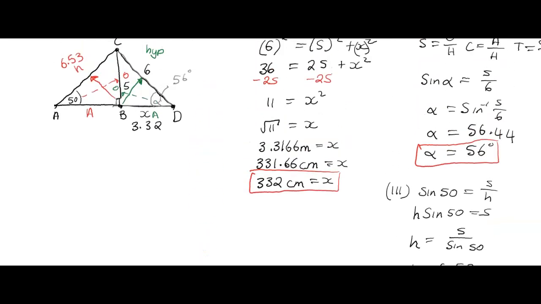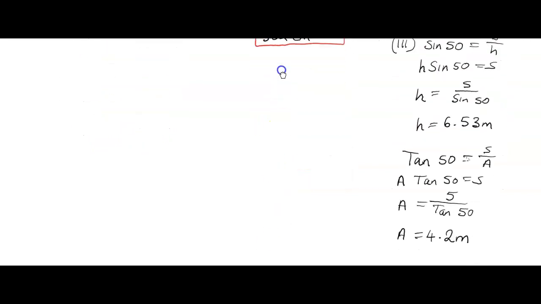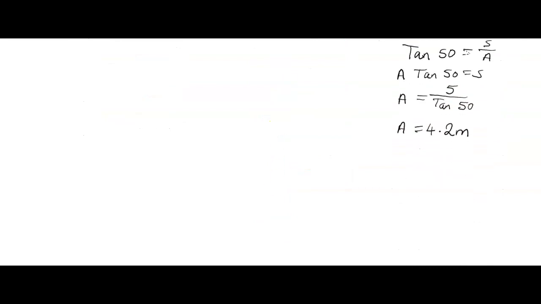So if I go back up, then I know that this is now 4.2 m. Okay, so now I can find the total by adding up all my lengths. So by adding up 4.2, 3.32, 6, and 6.53, I know all the lengths of timber that I need. Okay, so it's 6.53 plus 6 plus 4.2 plus 3.32. And when I add them all up, I should get a total of 20.05.